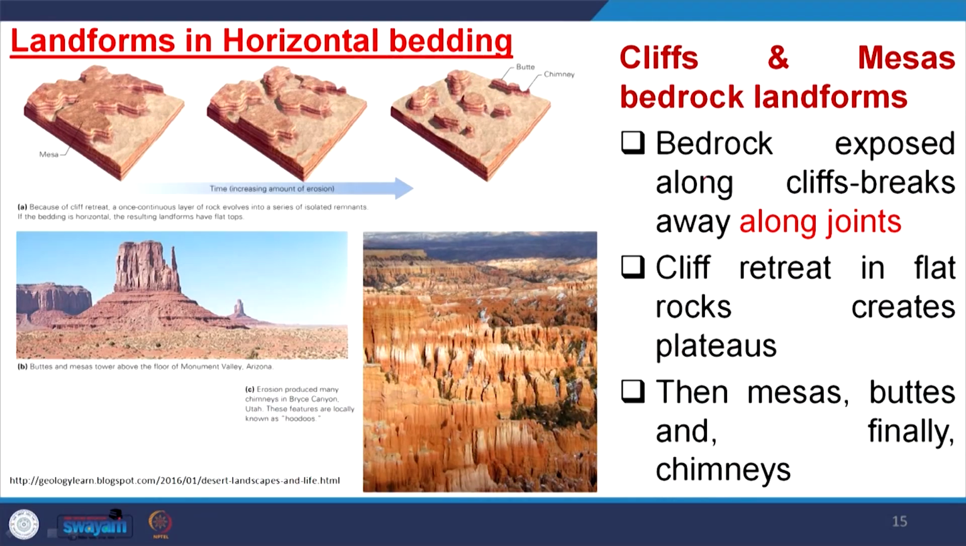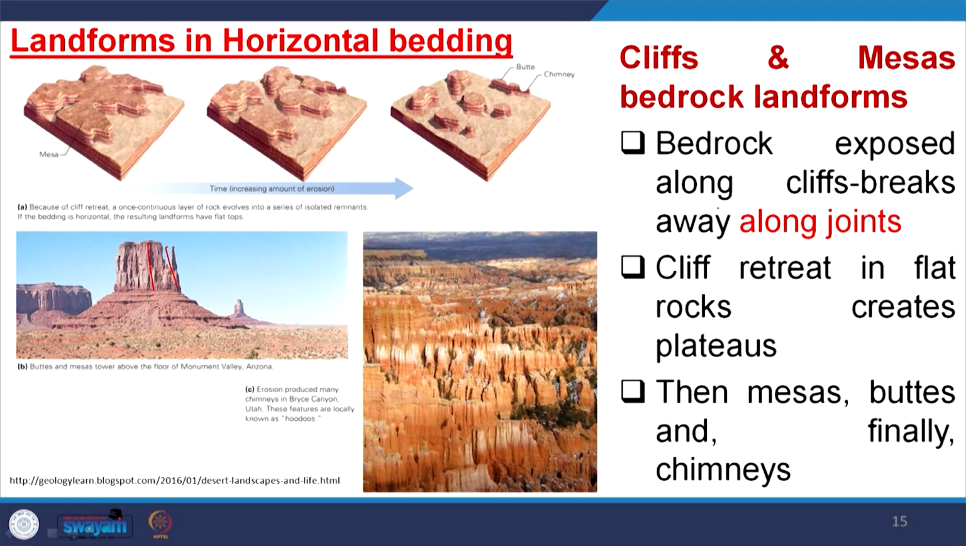The sediment is horizontally deposited. Here are landforms in horizontal bedding: cliffs and mesas, bedrock landforms. Cliffs have a vertically facing slope face. If you remember, when we talked about slope evolution and mass wasting, cliffs are vertical or near vertical surfaces of the slope, characterized by free fall of material, with only air resistance. And mesa and butte are two different terminologies here.